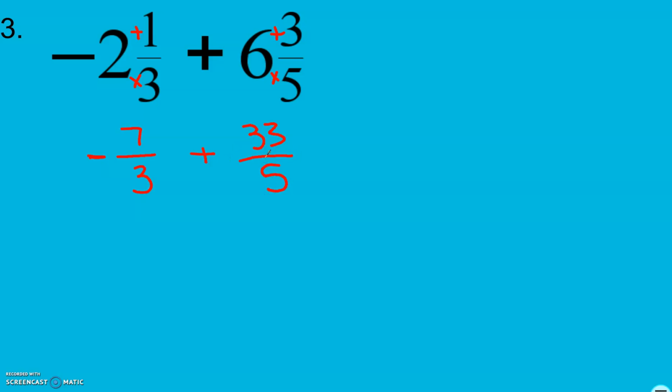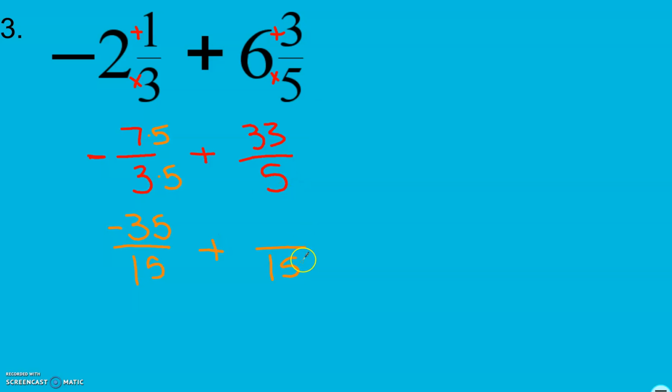3 and 5 are not common denominators, so I need to find the least common multiple of them. The smallest number that both 3 and 5 go into, since they're relatively prime, is their product, 15. So I'm going to rewrite my fractions as equivalent fractions with a common denominator of 15. To go from 3 to 15, I have to multiply by 5, and if I change my denominator, I have to change my numerator. So I have negative 35 over 15.